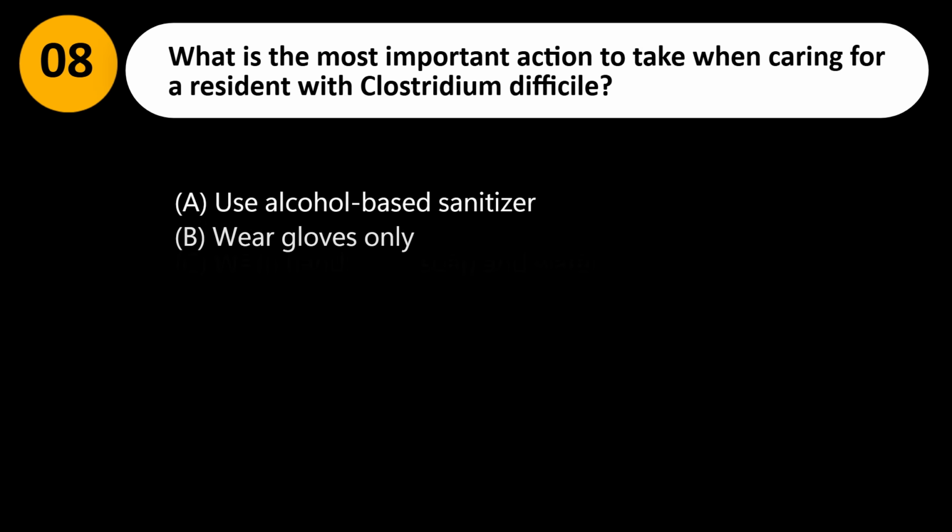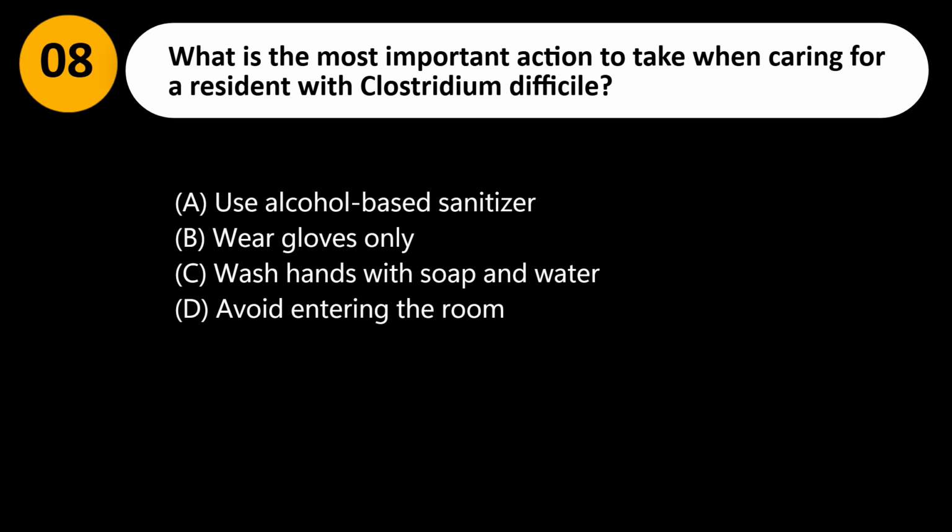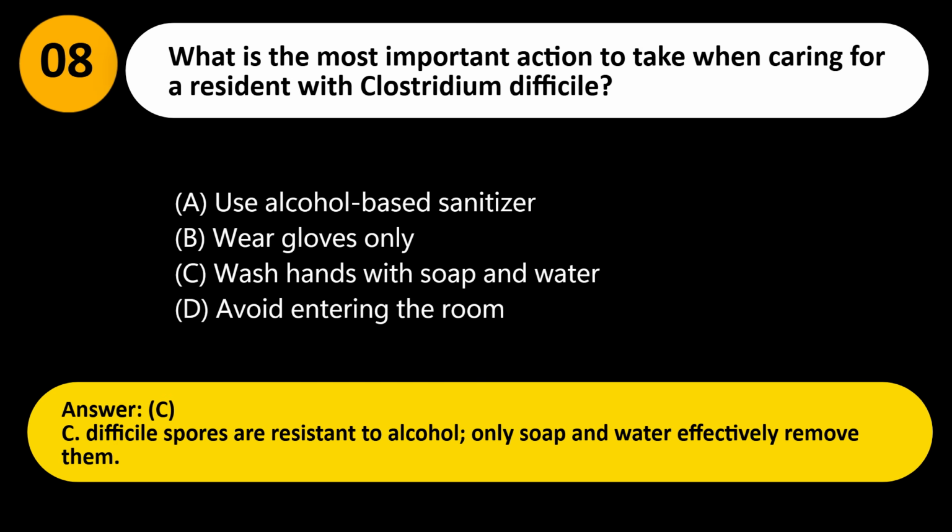What is the most important action to take when caring for a resident with Clostridium difficile? A. Use alcohol-based sanitizer. B. Wear gloves only. C. Wash hands with soap and water. D. Avoid entering the room. Answer, C. C. difficile spores are resistant to alcohol, only soap and water effectively remove them.